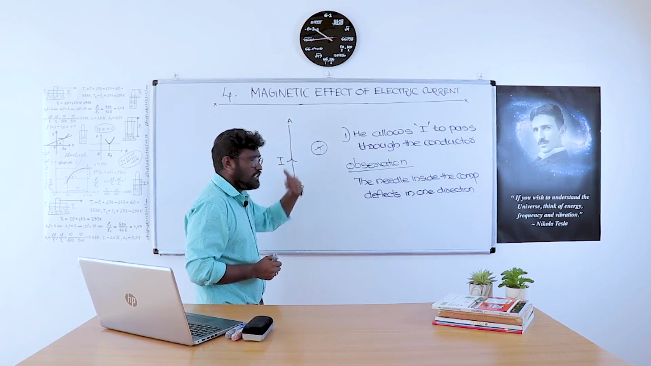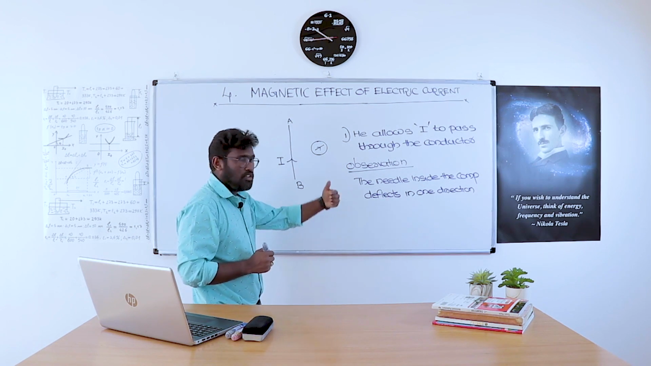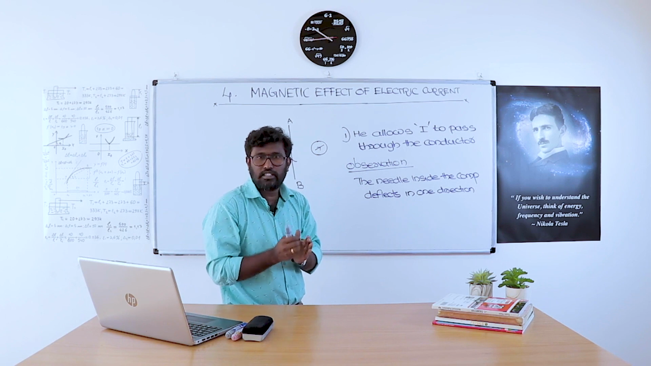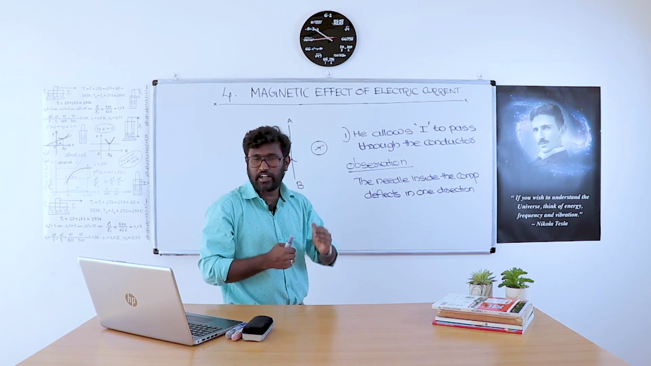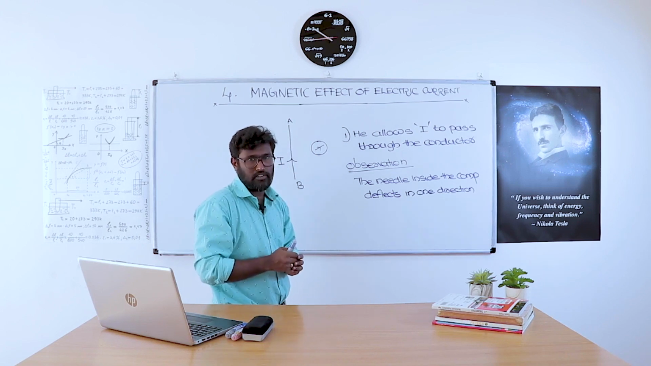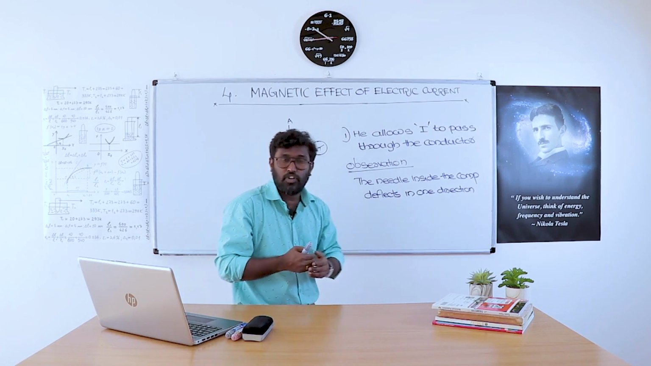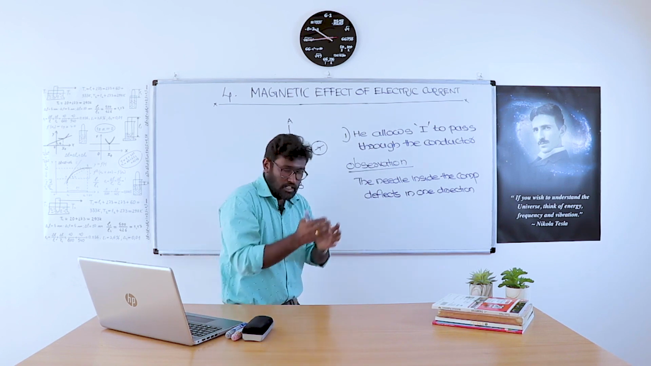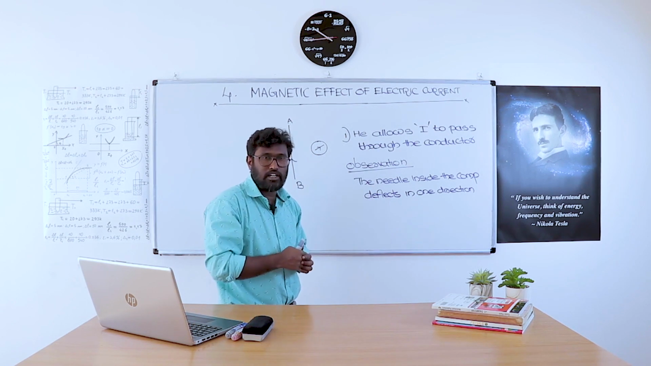We all know that electric current is a scalar quantity, but electric current has both a magnitude and direction. It is a scalar quantity because it doesn't obey the law of vector addition.